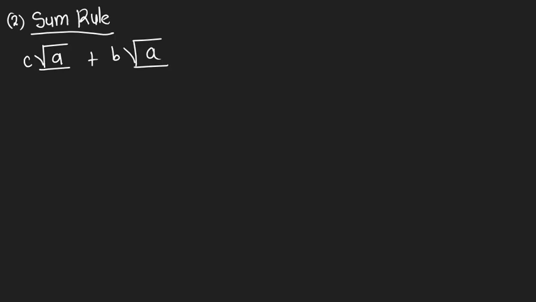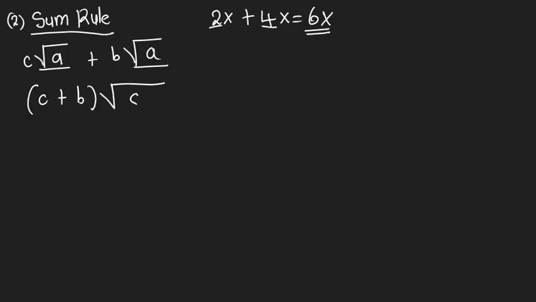Just like 2x plus 4x is equal to 6x. So you are adding the coefficients and you have 6x. That's what you do here. So if you're having the same bases, A and A or B and B, your addition will be C plus B, the square root of, then you maintain A.